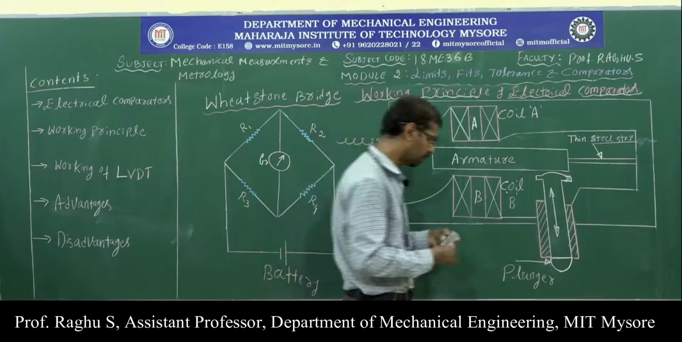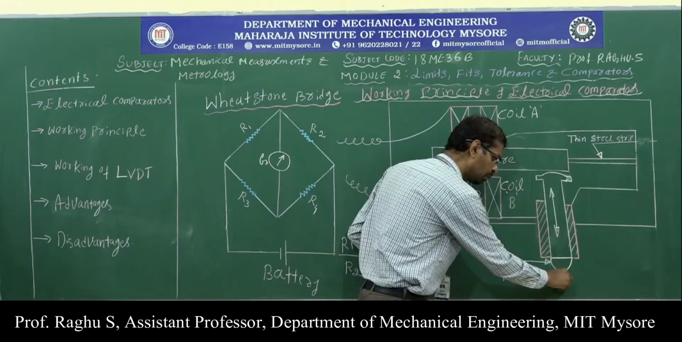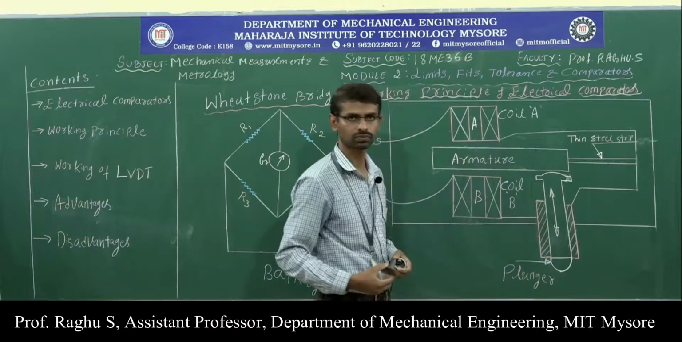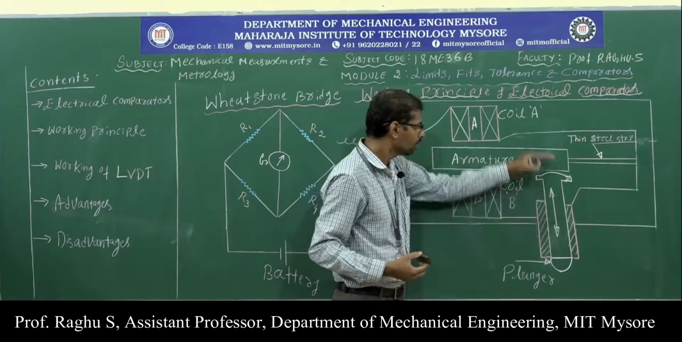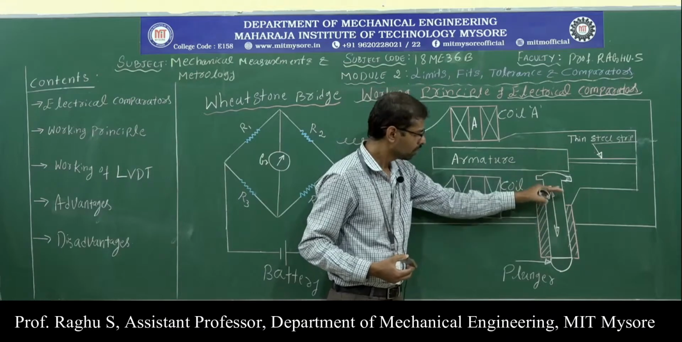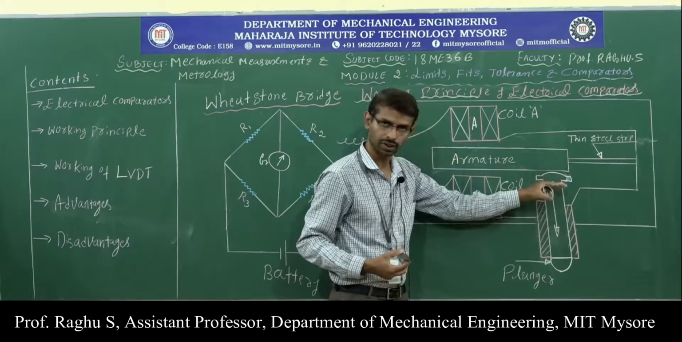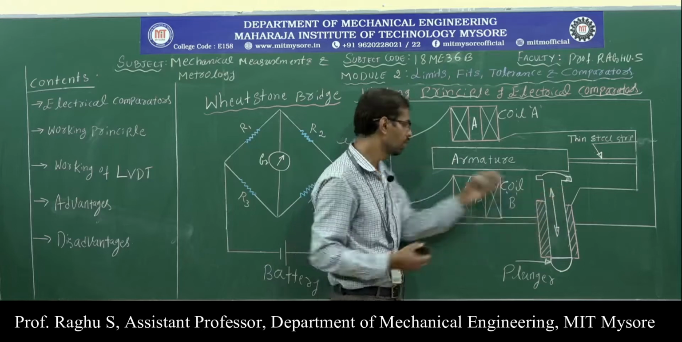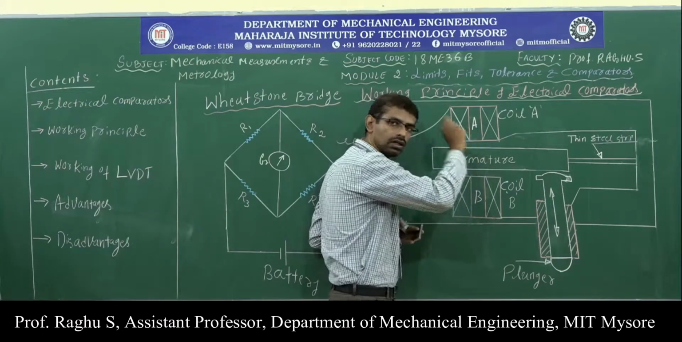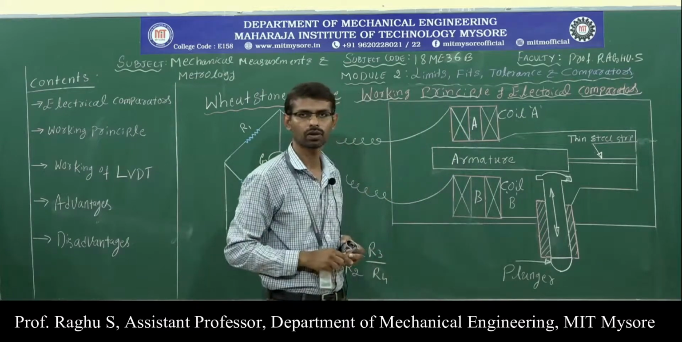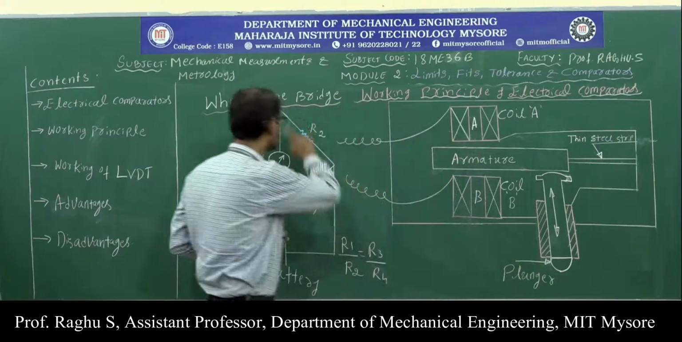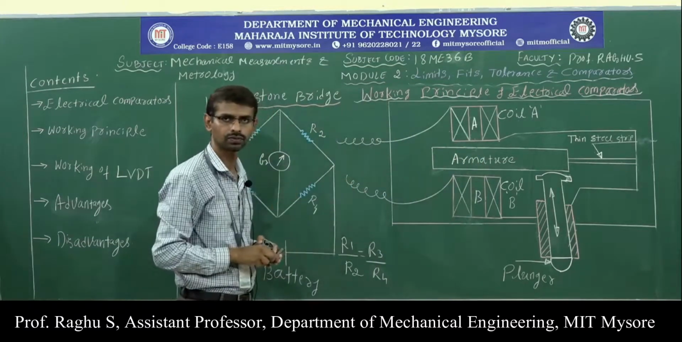Now, first place the standard below the plunger. We can observe from the diagram that when there is no movement of the plunger, the distance of the armature from the 2 coils will be the same. When the distance of the armature from the 2 coils is the same, the Wheatstone bridge is said to be balanced.